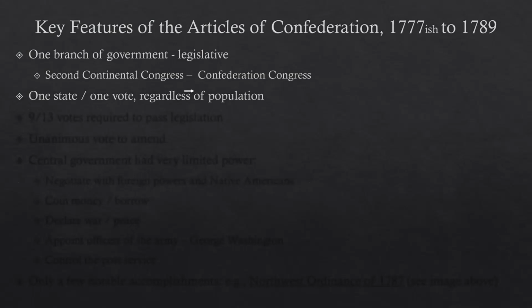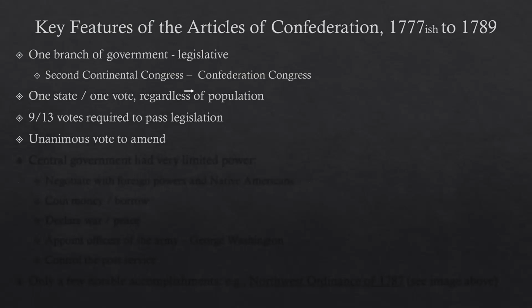Each state acts as its own little nation, sending its delegation, and each state gets one vote, no matter how many people are in its state. In order to pass legislation, you need a supermajority. 9 out of 13 votes was required to pass any legislation. So it's harder to pass a law under the Articles of Confederation than it is today.